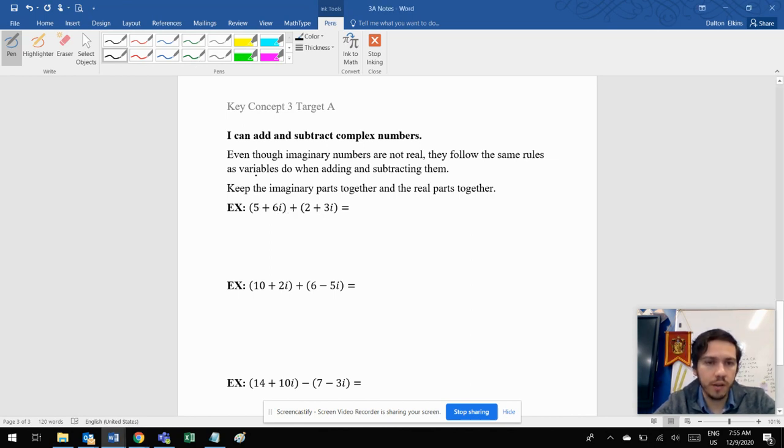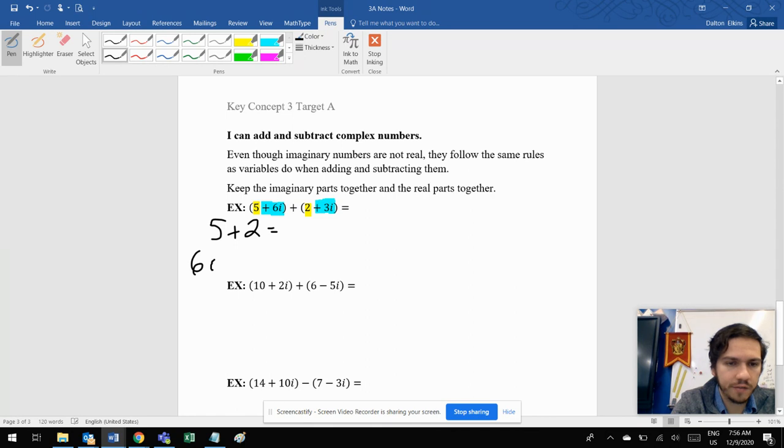So one thing you can do is highlight the real parts, right? The parts that are just numbers, and we are doing addition, right? It's 5 plus, and then right over there, so we'll do 5 plus 2. And then we have our imaginary components. We have the 6i, which is, again, positive 6i, and then we have positive 3i. It's important to remember that we are adding here. It says adding. Very important. So we have 6i plus 3i.